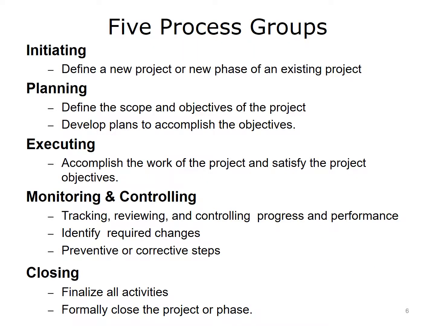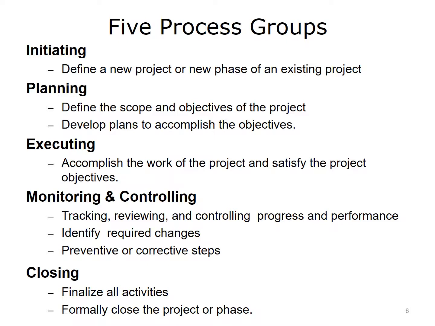There are 5 key process groups. Initiating processes are performed to define a new project or new phase of an existing project. A project charter is created, stakeholders are identified, and the project is started. Planning processes are performed to define the scope and objectives of the project and develop plans to accomplish the objectives. During project planning, the project management plan and project documents are developed. These are used to perform the project.